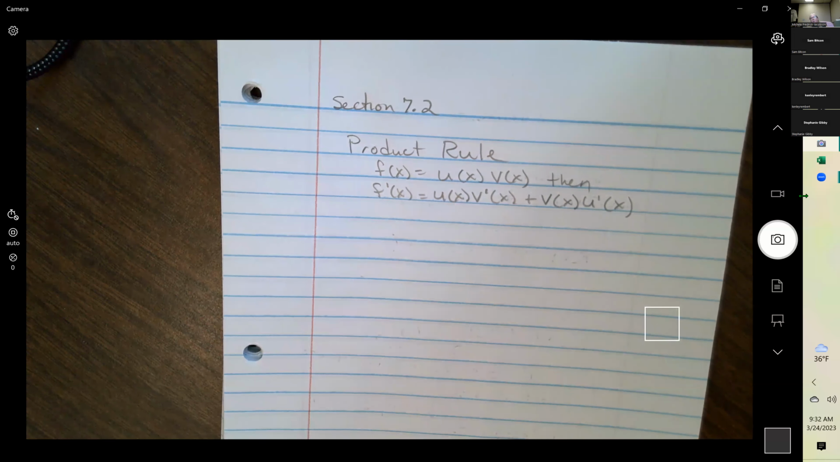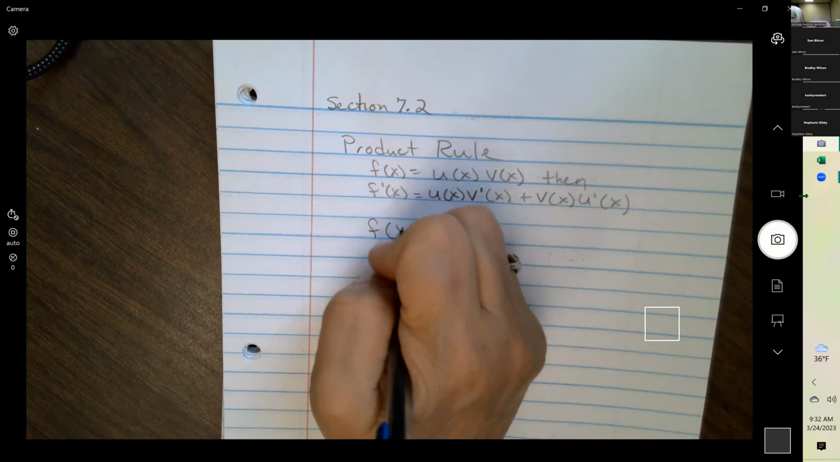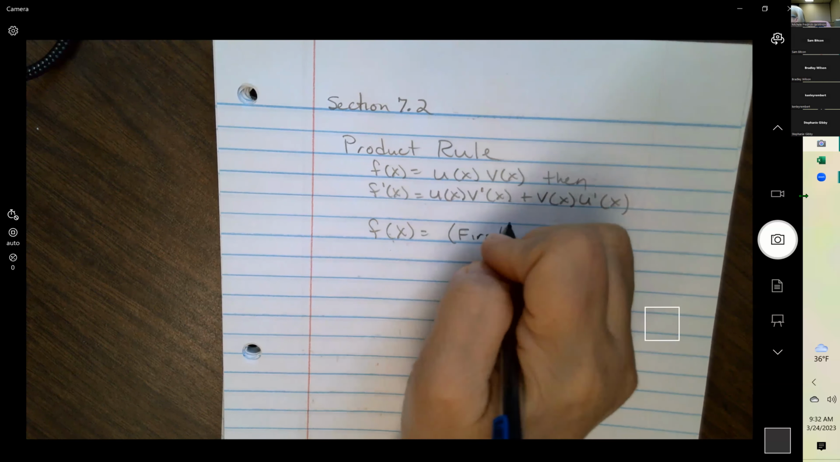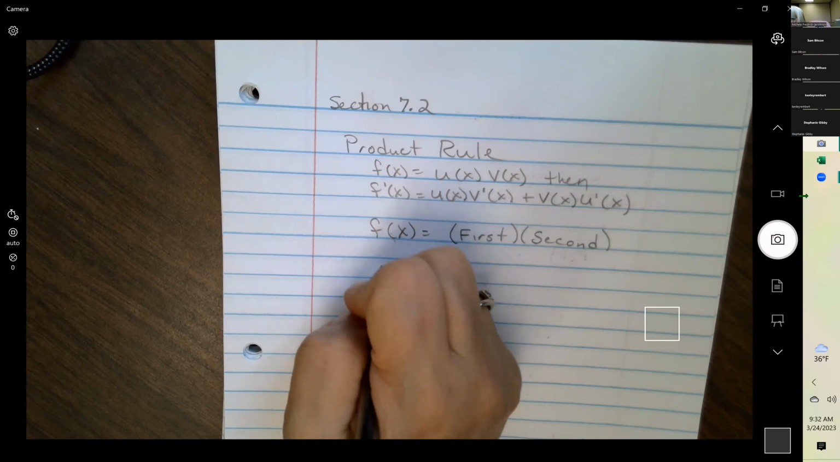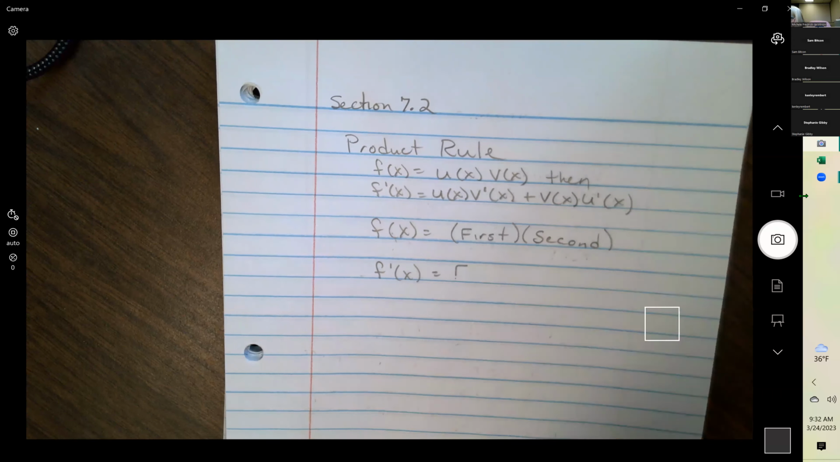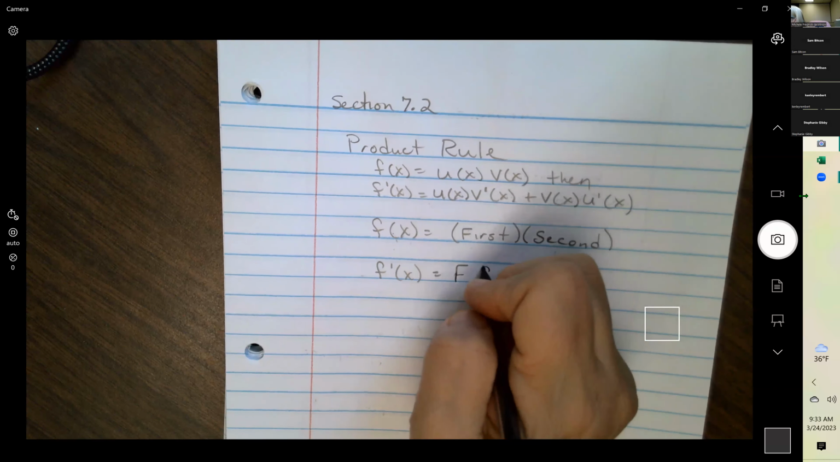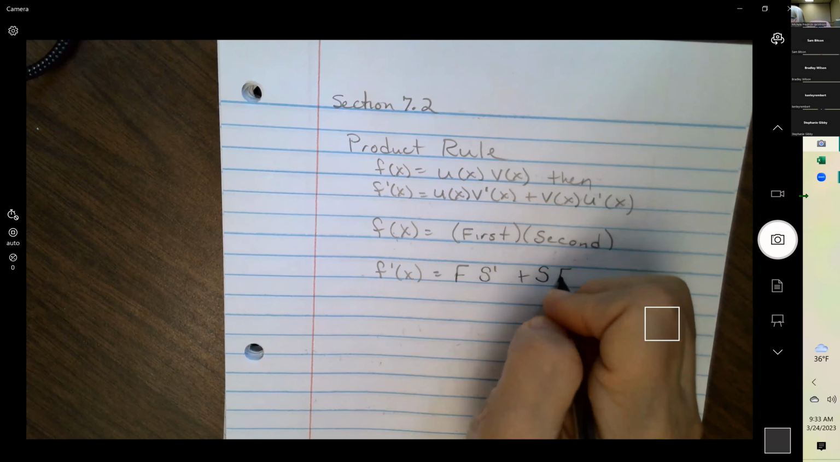Now, rather than try and remember u times v prime plus v times u prime, you can go f of x is the first times the second. So then the derivative is first times the derivative of the second plus the second times the derivative of the first.